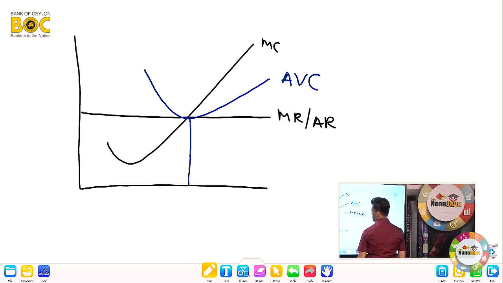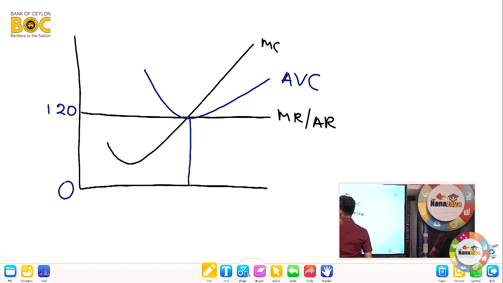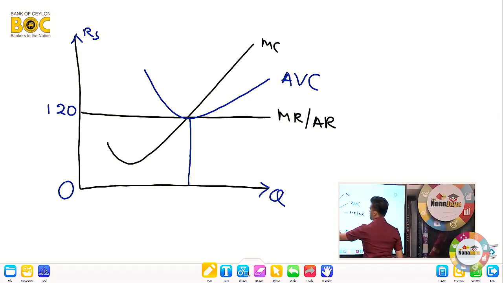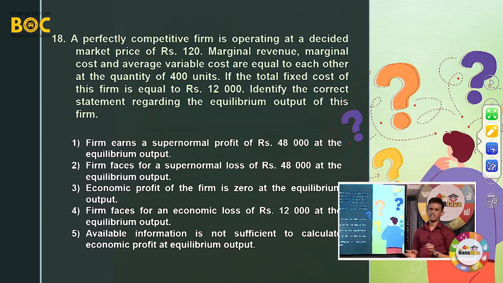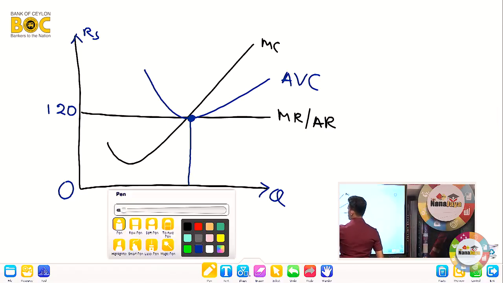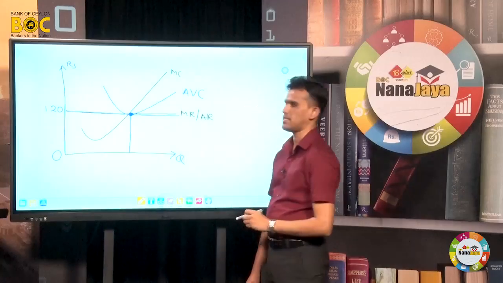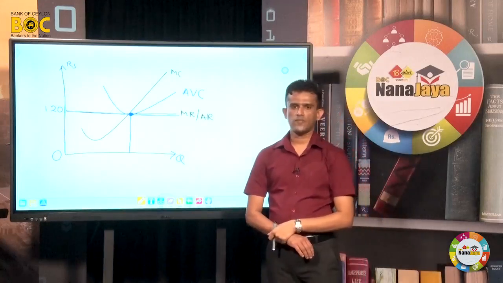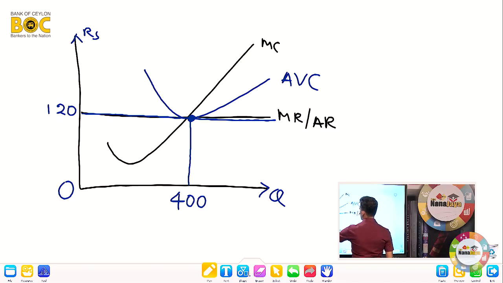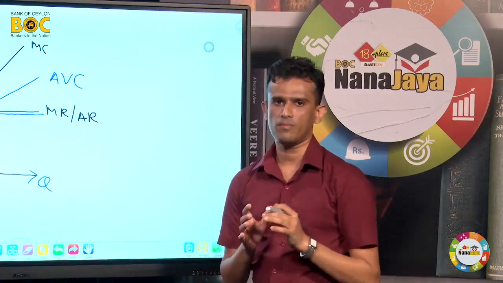According to the question, the price is rupees 120. Marginal revenue, marginal cost and average variable cost are equal to each other at the quantity of 400 units. These are like at this point marginal cost, average variable cost, marginal revenue. Now we know that in perfect competition price and marginal revenue are equal to each other. Therefore, if the market price is rupees 120, the marginal revenue curve should also start from 120 and move parallel to the quantity axis. So, at 400 units only, all these things are equal to each other. Therefore, the question is talking about this respective quantity and this point.